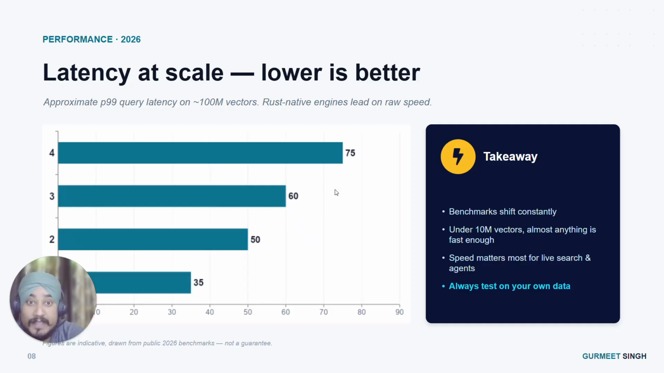Speaking of choosing wisely, let's talk performance, because this is where people love to argue. This chart shows approximate P99 query latency on a corpus of around 100 million vectors. And remember, lower is better.